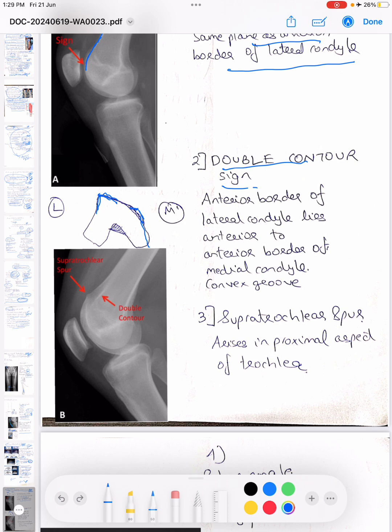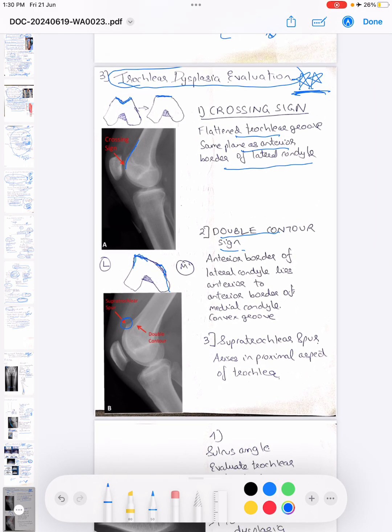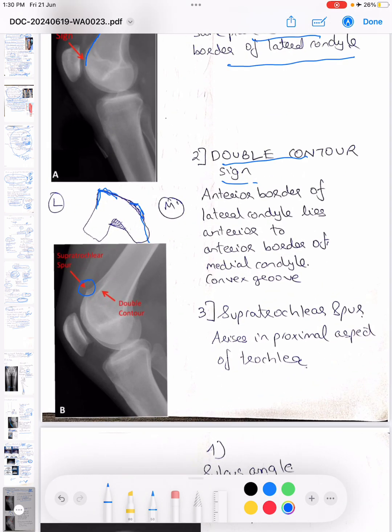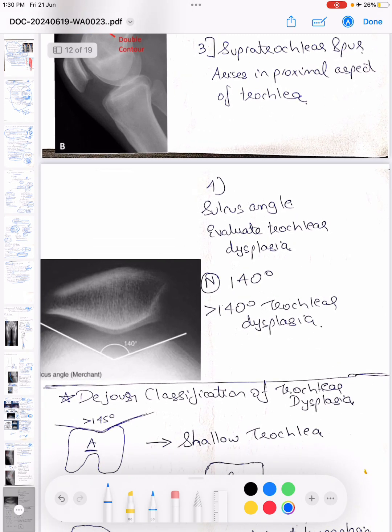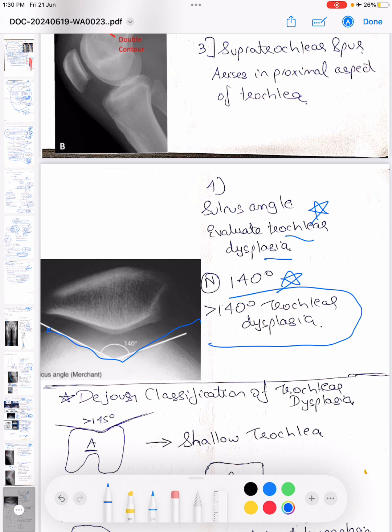Then the third sign you see is the supratrochlear spur, which arises in the proximal aspect of the trochlea. So the three important signs of trochlear dysplasia are: first, the crossing sign on the lateral radiograph; second, the double contour sign, the shadow you see; and third, the supratrochlear spur, right? The fourth important aspect you need to evaluate is the sulcus angle. The sulcus angle seen on the Merchant view is normally 140 degrees. If it is more than 140 degrees, that is a shallow trochlea, which predisposes to acute recurrent patellar dislocation, right?